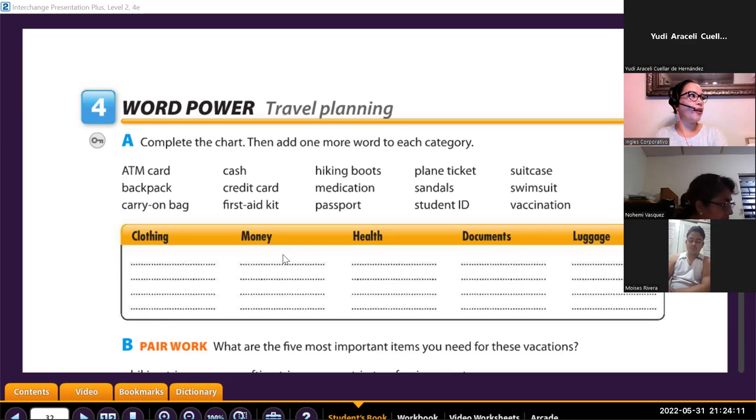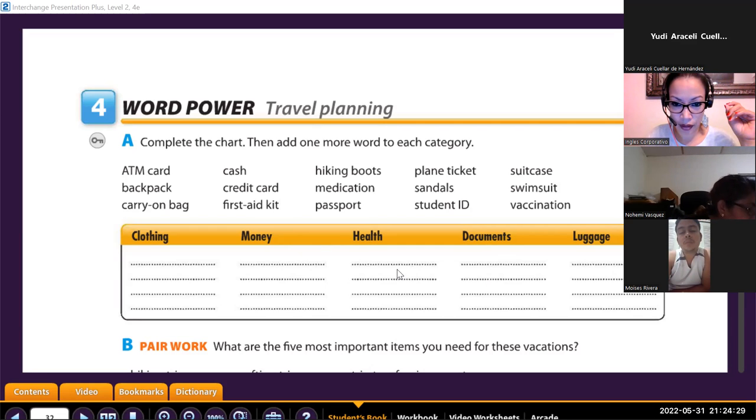Now, what about money? What do you have under money? ATM card. Cash. Credit card. Cash. Okay. Health: first aid kit. Medication. Vaccination. Now, documents. Passport. Plane ticket. Student ID and passport.